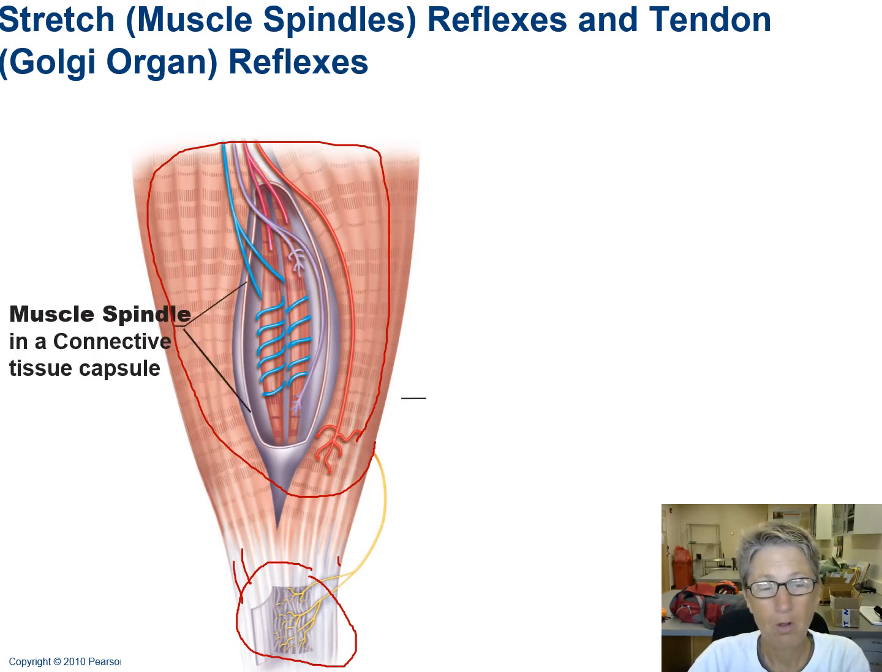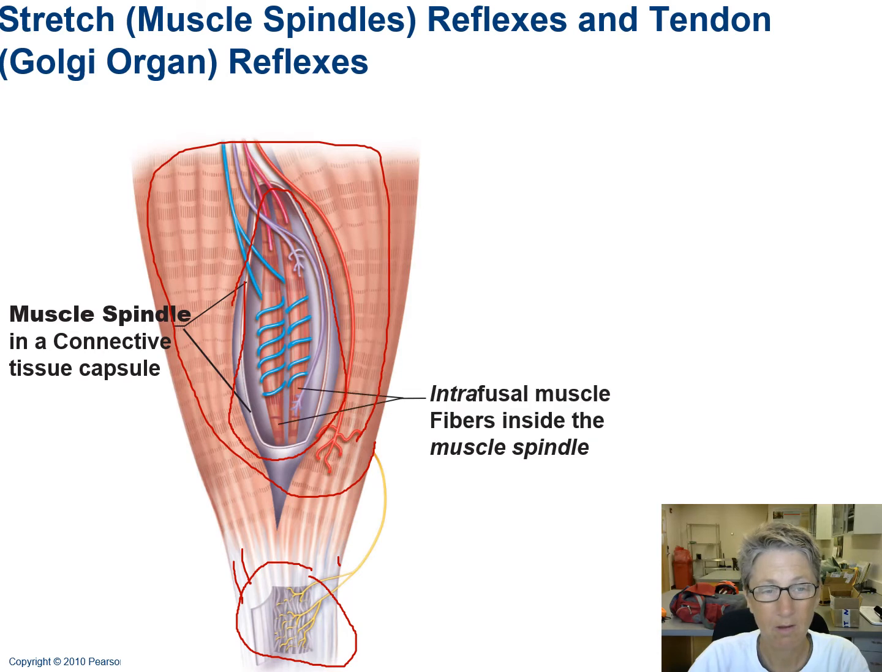So the first component, you have this purple capsule. This whole thing and everything in it is called a muscle spindle. The purple capsule is connective tissue, so you know it's collagen, elastin. And then within the connective tissue capsule of the muscle spindle are these modified skeletal muscle cells called intrafusal fibers. So this whole thing would be a modified skeletal muscle called an intrafusal fiber.